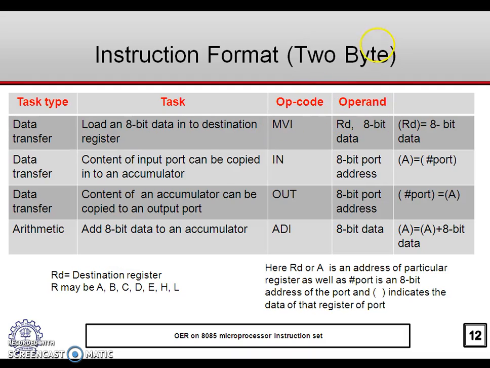Instruction format of 2 bytes. Here the task type is defined, the task is defined in detail, opcode is the first byte, and operand is the second byte. It may be 8-bit data or an 8-bit address. What happens is shown here. The conventions are explained here. The different actual instructions will be discussed in the next videos.